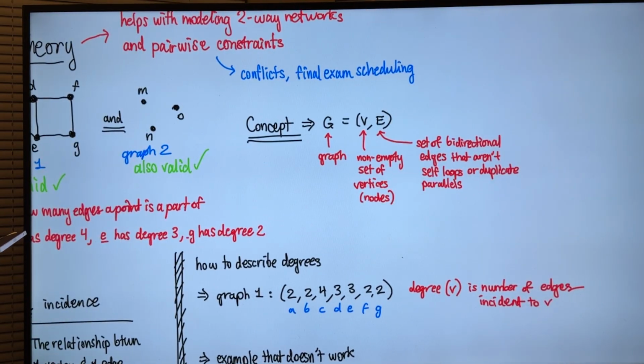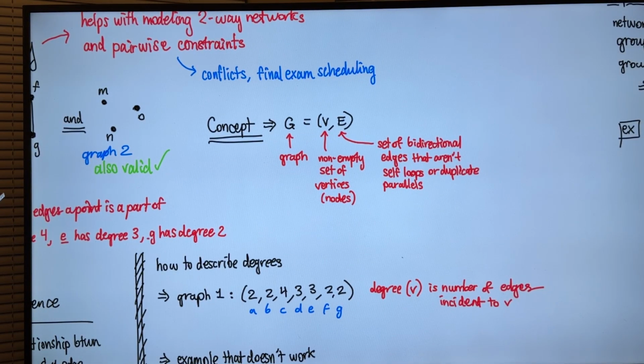So the general concept here is that a graph is equal to having a non-empty set of vertices, which you might also hear called nodes, but I will just call them vertices because it's a little more intuitive with the abbreviation. And then E is the set of bidirectional edges that aren't self-loops or duplicate parallels.